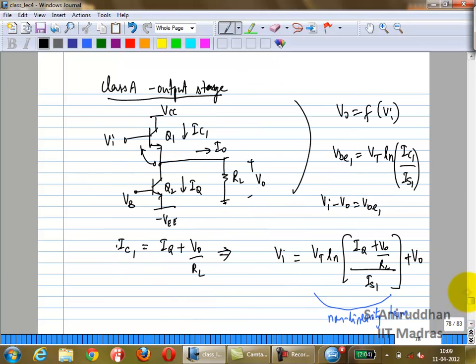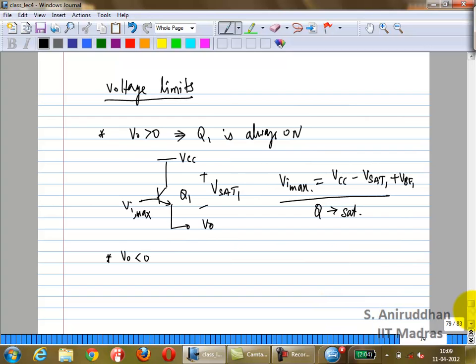And we started off with the emitter follower output stage, and we tried to find out the conditions for, first of all, we tried to draw the input output characteristic, right? And we came up with three cases. In the case of VO greater than 0, we figured out the transistor is going to be on and it can swing all the way to VCC minus VSAT 1. The output can swing all the way to VCC minus VSAT 1. Correct? Therefore, the input maximum is nothing but VCC minus VSAT 1 plus VBE 1.